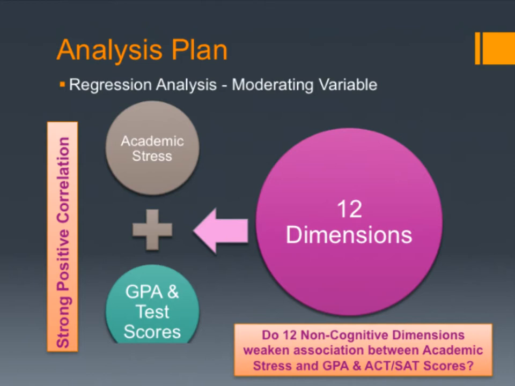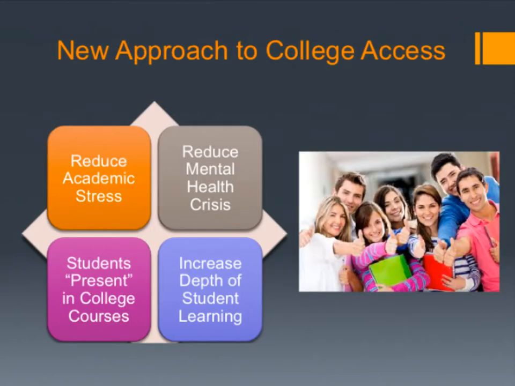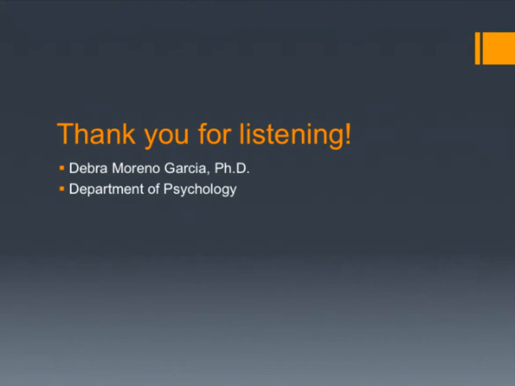Essentially, I will explore if in fact these 12 non-cognitive dimensions weaken the association that exists between academic stress and GPA and SAT scores. I hypothesize the 12 non-cognitive factors will help to reduce that, and thus, if used for the admissions process, would reduce academic stress, reduce the mental health crisis in these students, help our students to be more present in the college classroom, and increase the depth of student learning for all of us. Thank you.